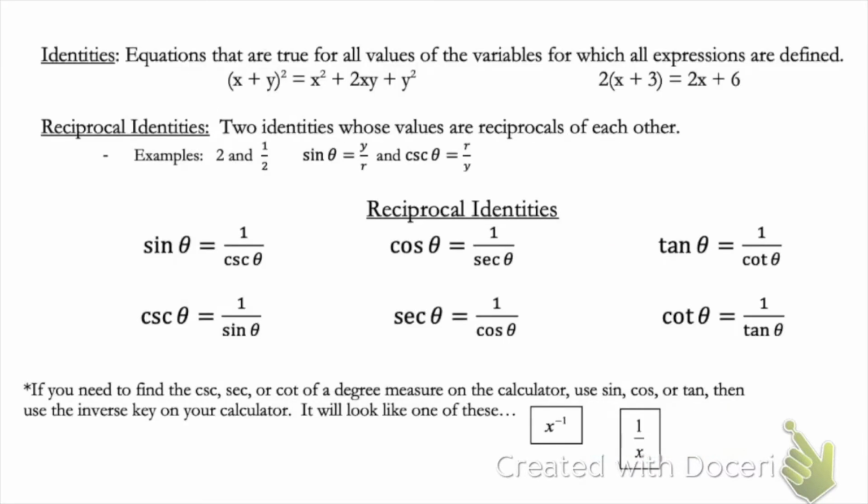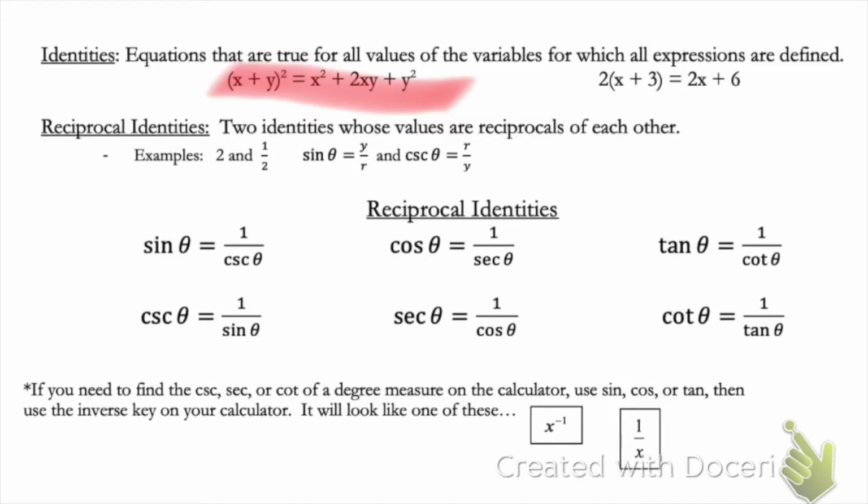First of all, we're going to look at the definition of identities. These are equations that are true for all values of the variables for which the expressions are defined. An example that you might recall from Algebra 1 is the square of a sum. If we were to do box method or FOIL, x plus y times x plus y, we would get x squared plus 2xy plus y squared.